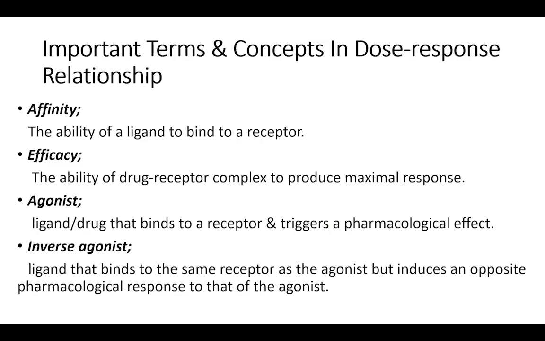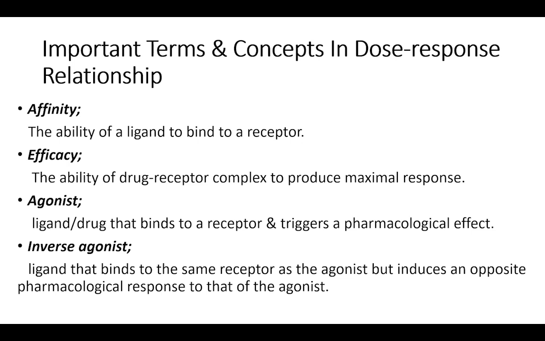The following are some of the important terms and concepts that we need to know as we are studying dose-response relationships. One is affinity. Affinity is simply the ability of a ligand to bind to a receptor. Then efficacy is the ability of the drug-receptor complex to produce a maximal response. And the agonist is a ligand or a drug that binds to a receptor and triggers a pharmacological effect.